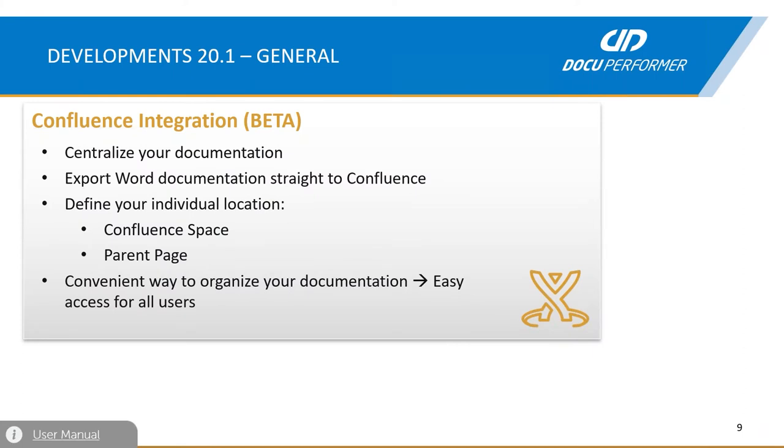Another great feature which we introduced with this new version is the Confluence integration. This means from now on, you can export your documentations from Docu Performer straight to Confluence. A lot of customers use Confluence as their centralized documentation platform. So for us, it only made sense to introduce Docu Performer to this new platform. It's easy setting up the spaces and pages where you want to integrate your documentation, and you can easily choose this option via your export. I will show you later on how this works in detail.